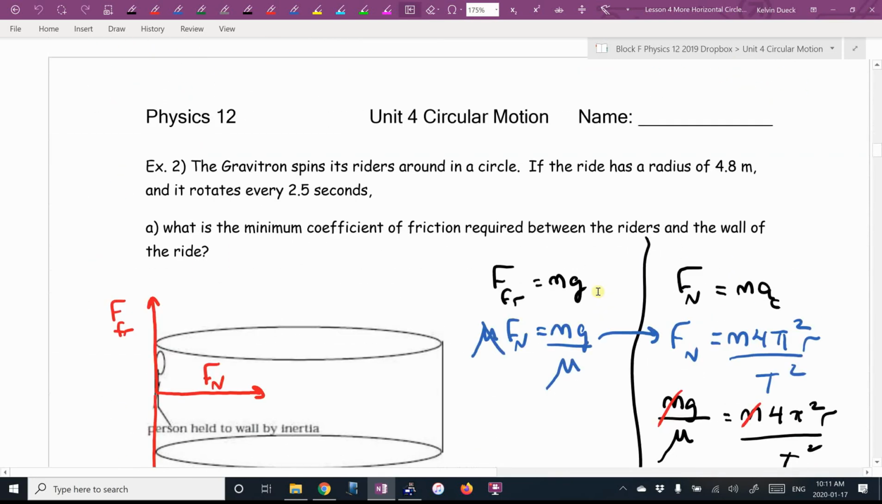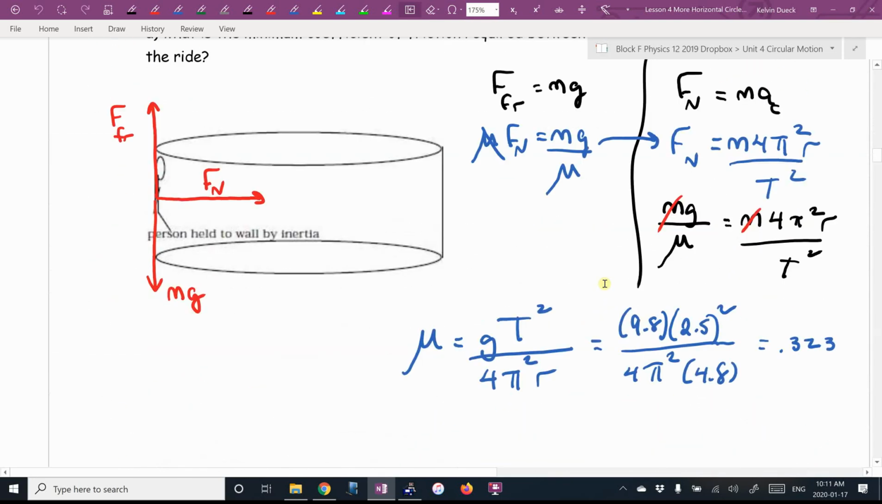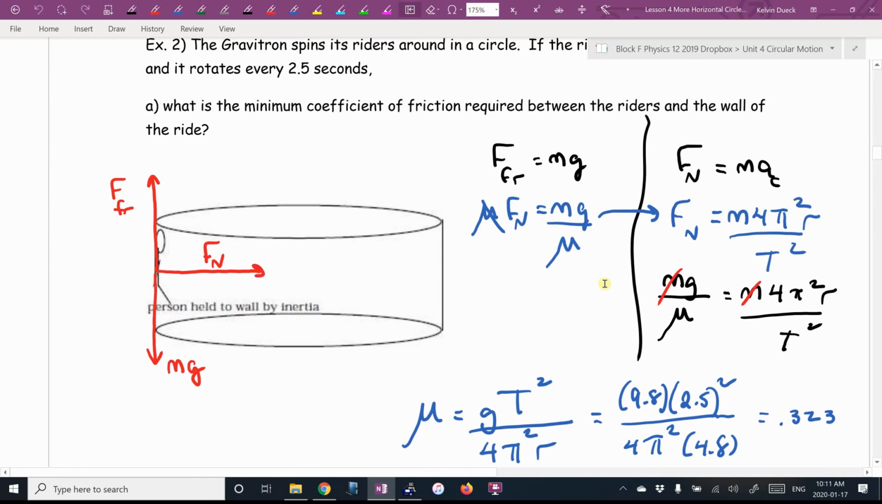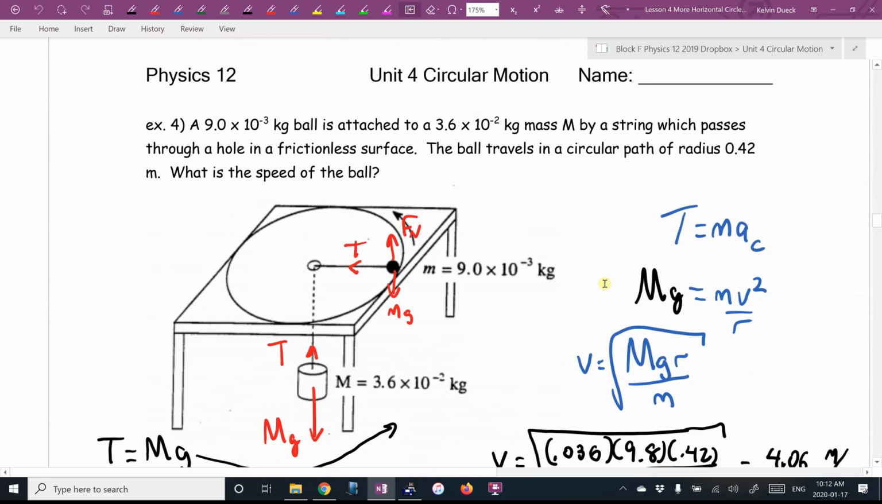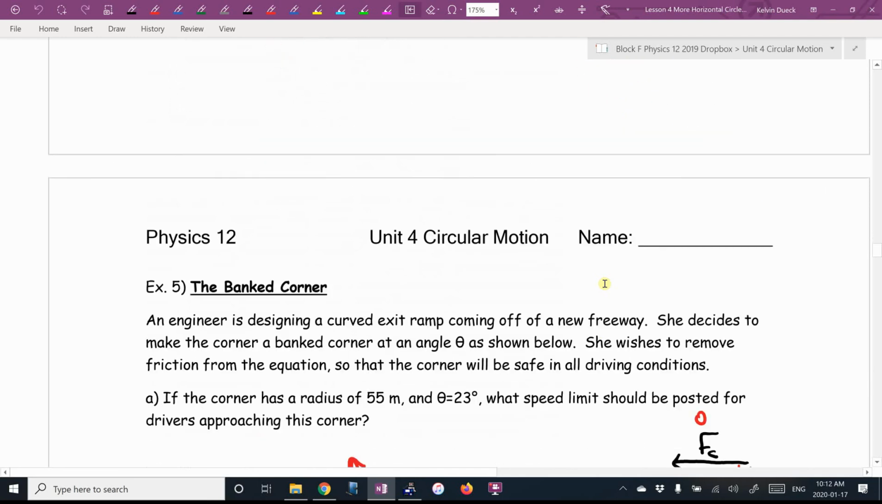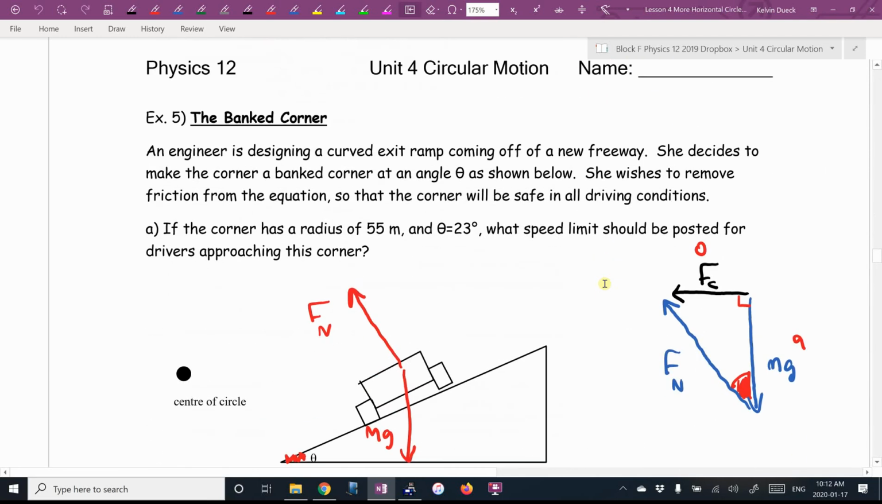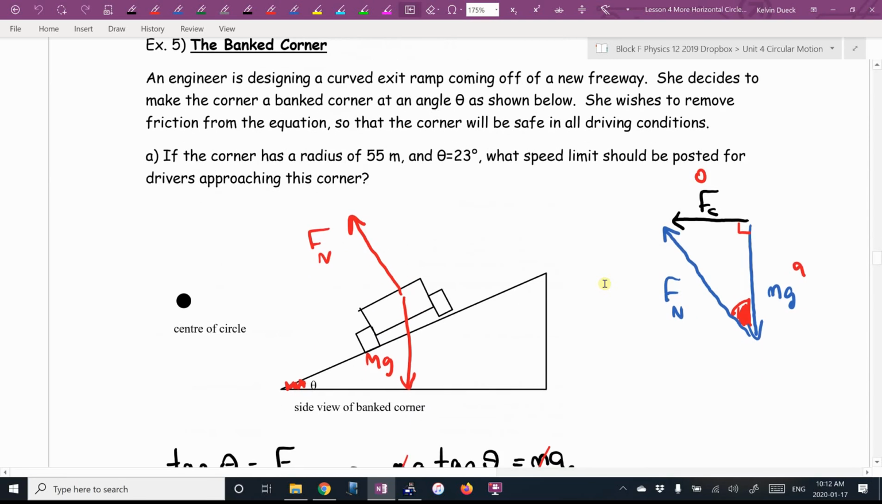We looked at the gravitron, a ride that spins you around really fast, and we noticed that for that one, friction was kind of important. We looked at spinning mass on the end of a string, and then we looked at the banked corner. We said that for the banked corner, friction was not important. The reason we bank corners is because that way, even on a snowy or an icy day, if you do the speed limit that it says for you to do, you will take that corner safely. And if you do add friction, it actually gives you a range of speeds if you wanted to dive into that. But I'm not going to give you friction on a banked corner.